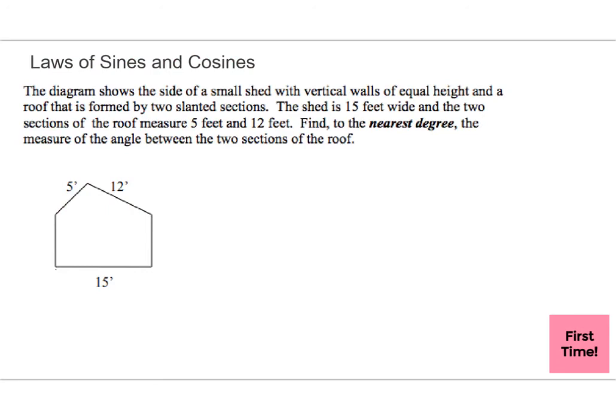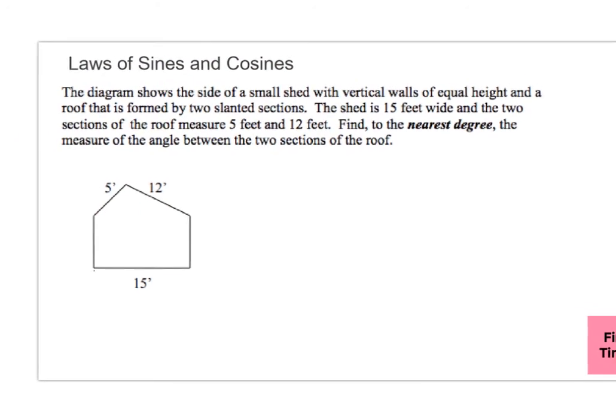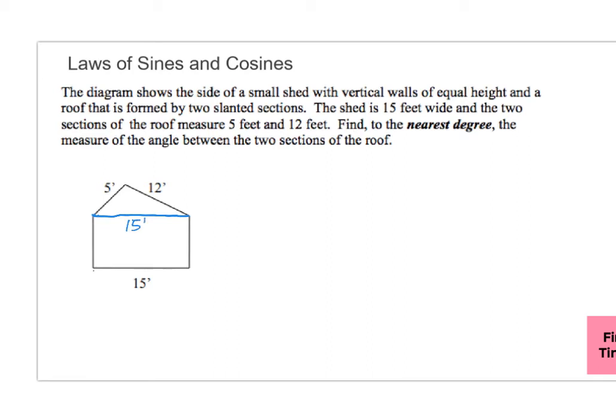All right, next up we've got some law of sines and cosines things. Here we've got a shed that has vertical walls of equal height. That's going to be important because that means I can draw a line across that's going to meet at both of those. So we've got 15 feet because these are going to be nice vertical walls. And we've got to find the measure of the angle between the two sections of the roof.